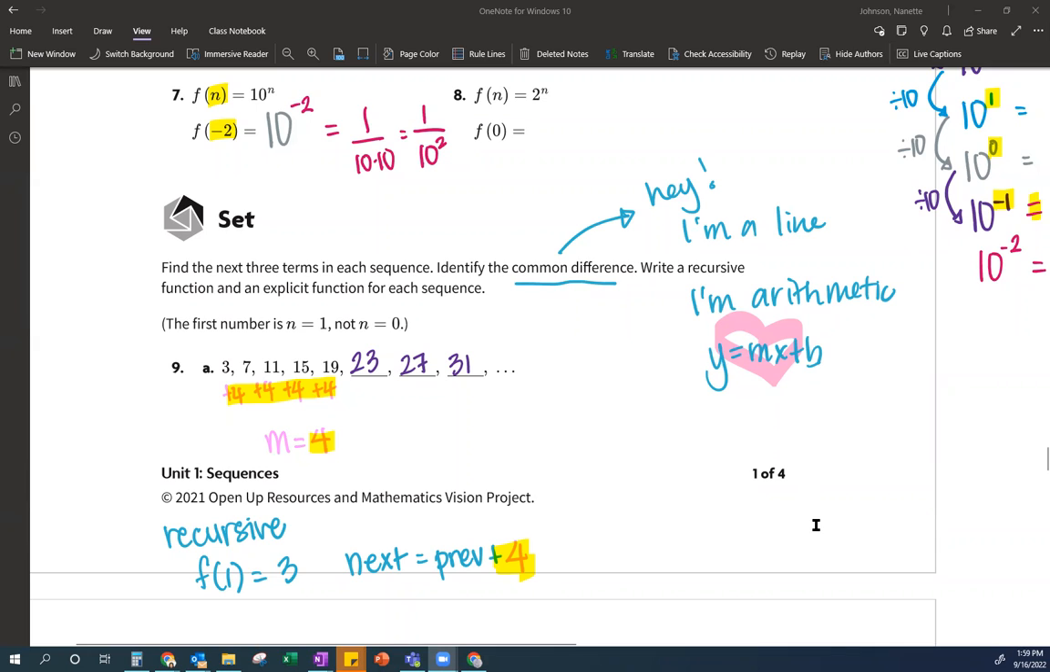Okay. But Ms. Johnson, you said that you wanted us to write it in function notation. You're right. And so the way I would write this in function notation just goes like this. Next is f of n.